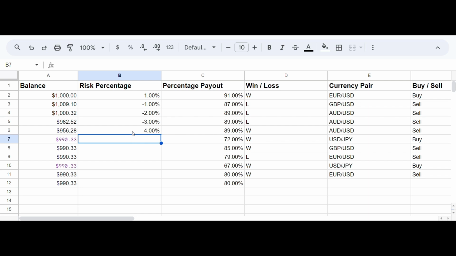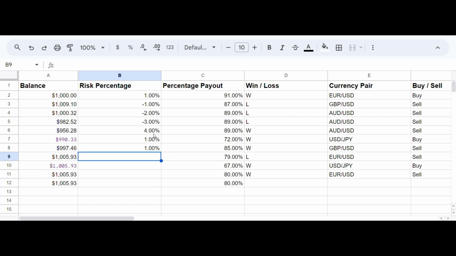So that 4% put them back in the game. It didn't put them back to where they were, but it puts them close. The account is at 990 now. So now the next trade, they won. Once you win, you go back to 1%. They won again, 1%. That's another thing too: if you win, you stay at 1%. The only time you scale is when you lose.